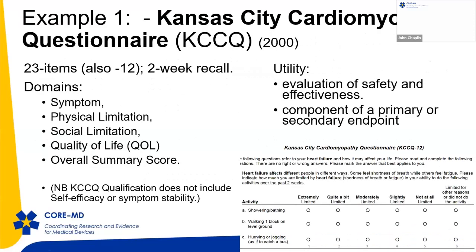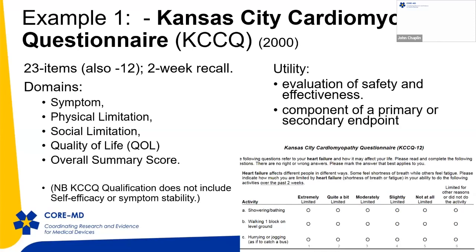So the first example is the KCCQ, which was originally developed in 2000. It's a 23-item questionnaire. There is also a short version of 12 questions with a 2-week recall. It's what I consider to be a classic quality of life measure, divided up into different domains. Here we have symptoms, physical limitations, social limitations, quality of life as a general overview, and an overview summary scale.